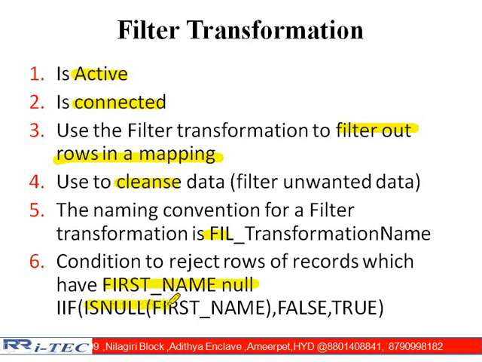First we calculate whether the first name is null or not. If the first name is null, that means this is true. What we are saying here? We are marking that record as false. If this is false, then mark this as true. So whenever first name is null, it is going to be rejected because it is false. Whenever first name is not null, it is going to be sent to the target.